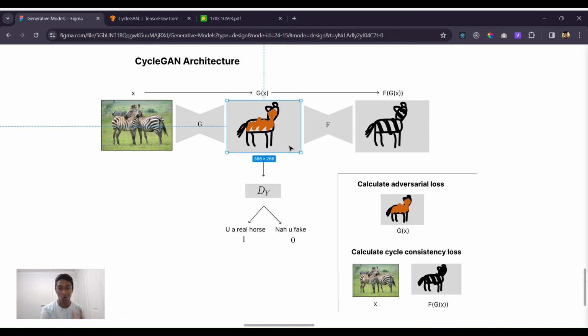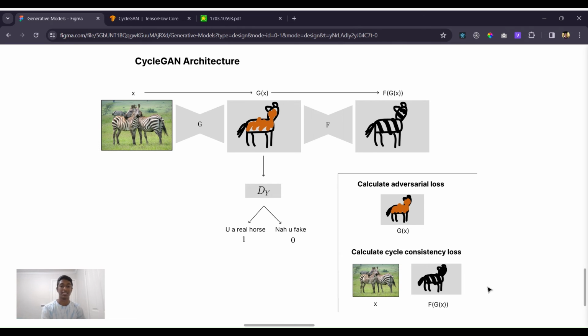Okay, so we get that horse translation, but we're not done yet. We're going to pass that horse translation to the F generator, and we're going to get the zebra translation again. So we have this zebra, which we translate to the horse, and then we translate back to the zebra. And using these images, we can calculate our adversarial loss and our cycle consistency loss. So for our adversarial loss, G of X is going to be fed into the discriminator, and the discriminator Y is going to ask, is this a real image of a horse?